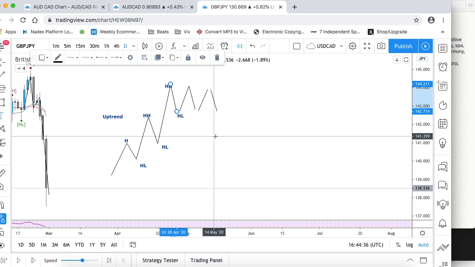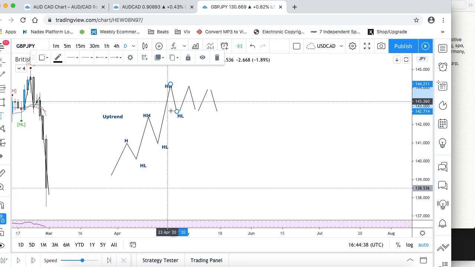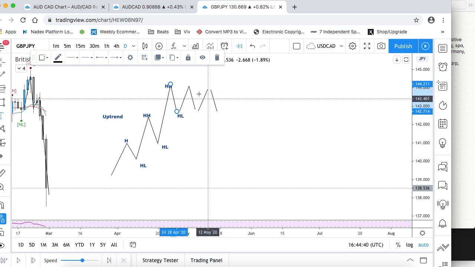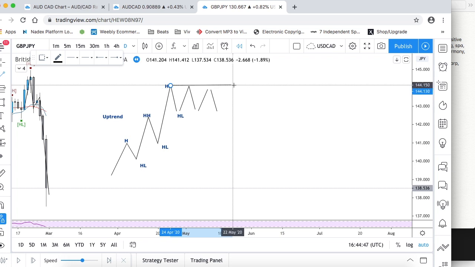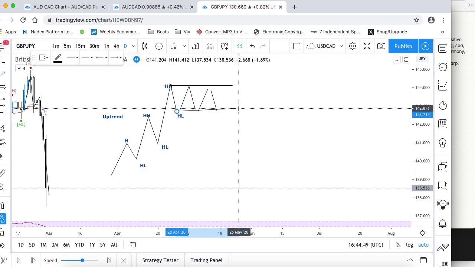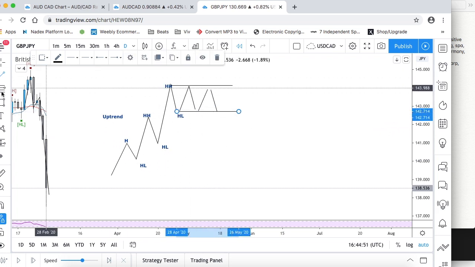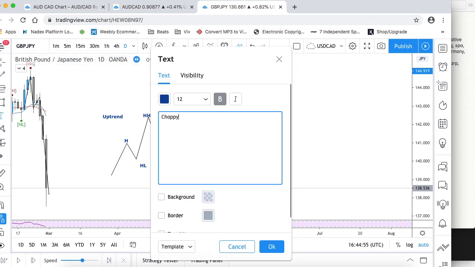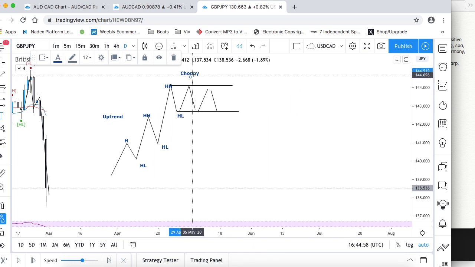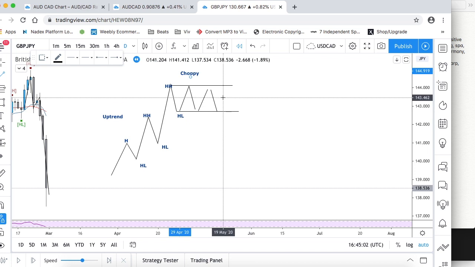Simply put. So when you get to a point right here, when it starts going sideways, where you're not breaking this higher high, or you're not breaking this lower low. If you're not breaking these levels, what do you have? Consolidation. Choppy. You know what I'm saying? Choppy market, right? So now we wait to see what the trend is going to be.